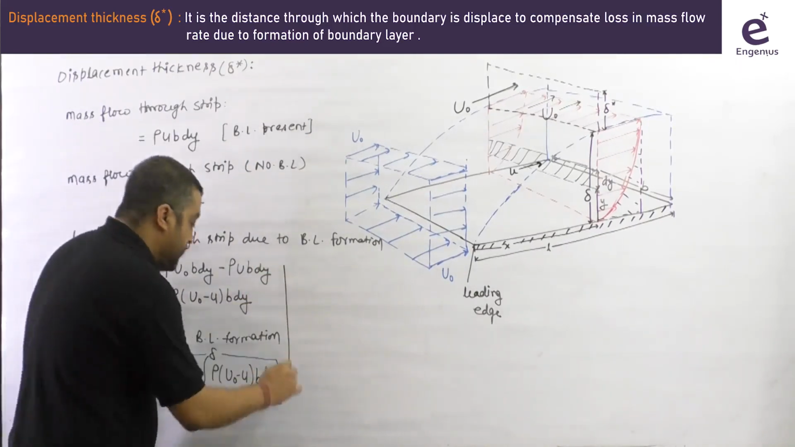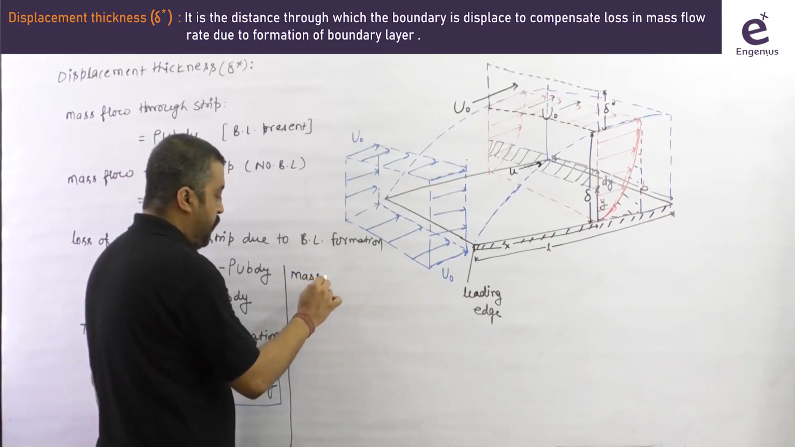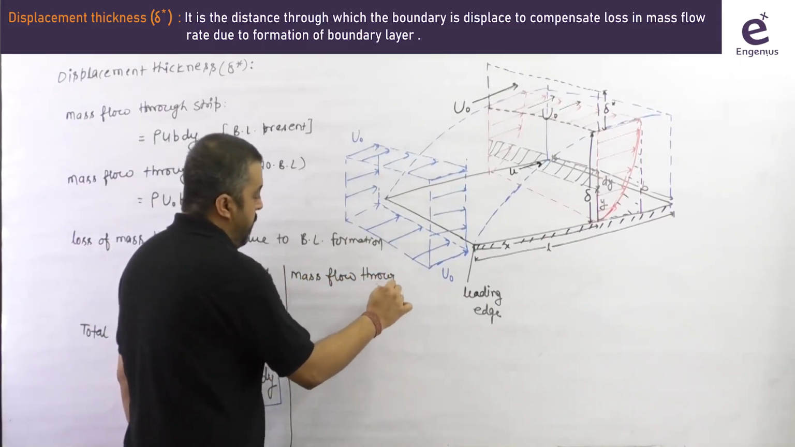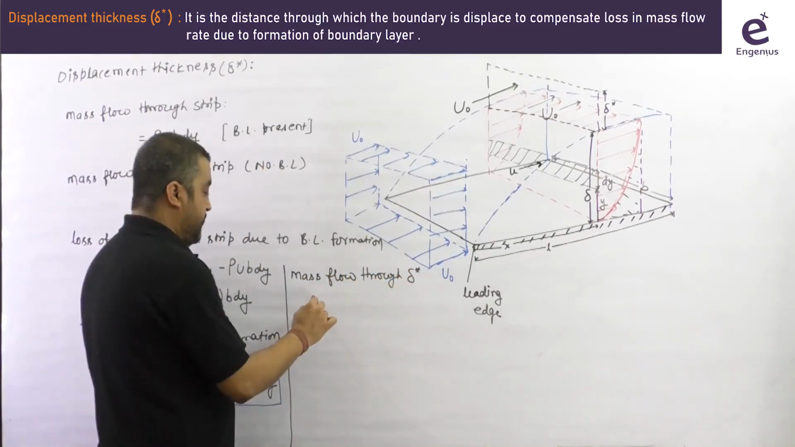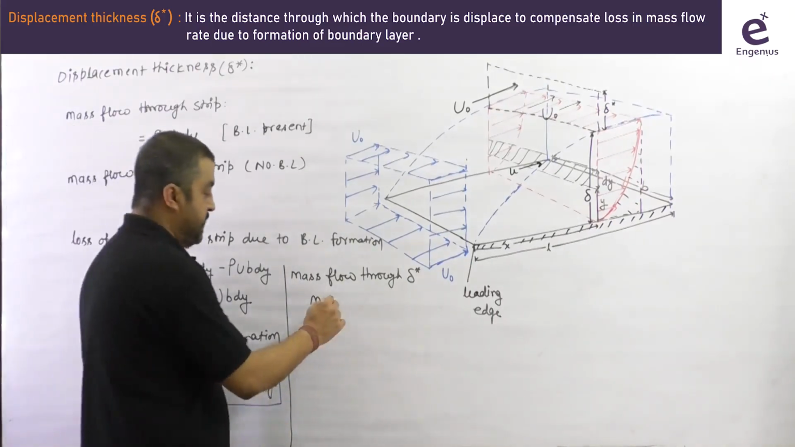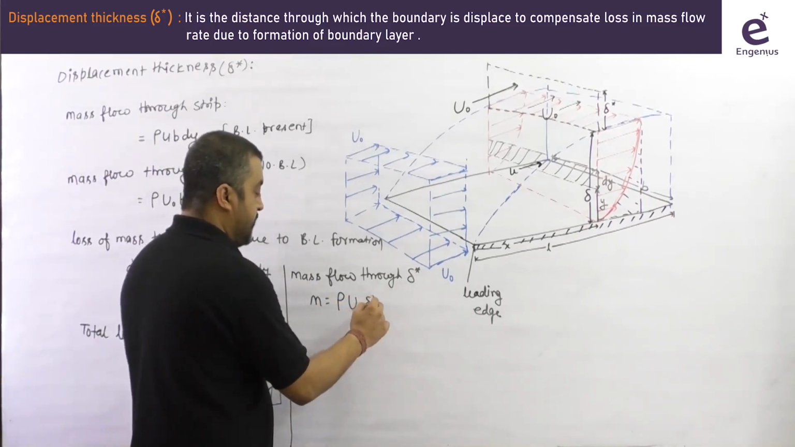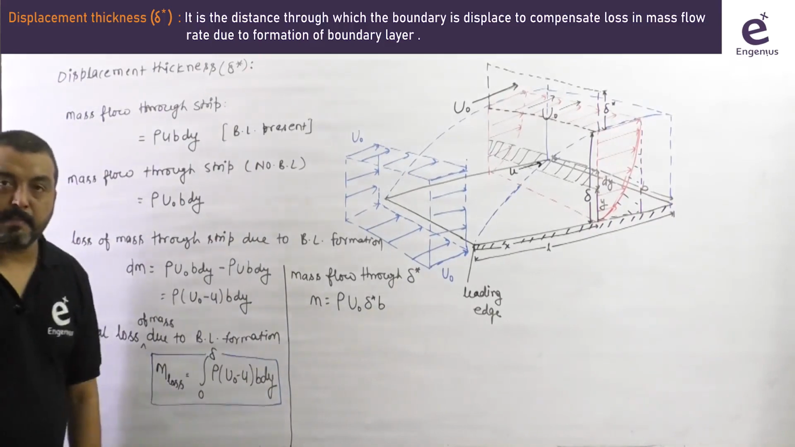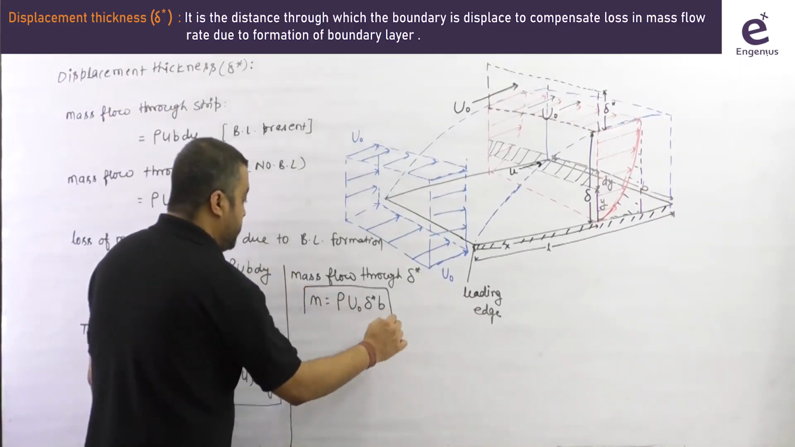So let me write the mass flow through delta star. Let me say this is m here. So what will be the mass flow through the strip? Rho is the density, u naught is the velocity, delta star is the height, and b is the width. So this is the mass flow through the delta star.